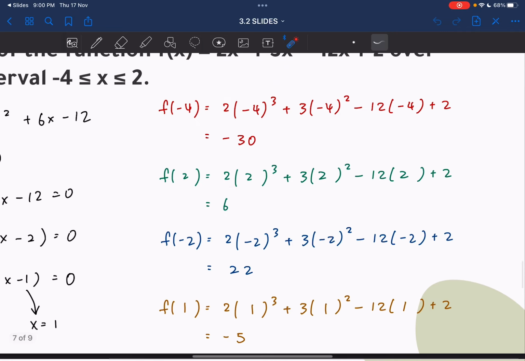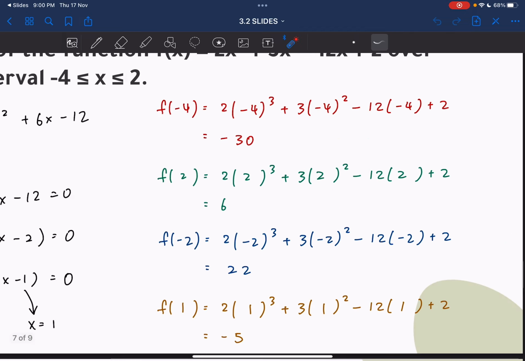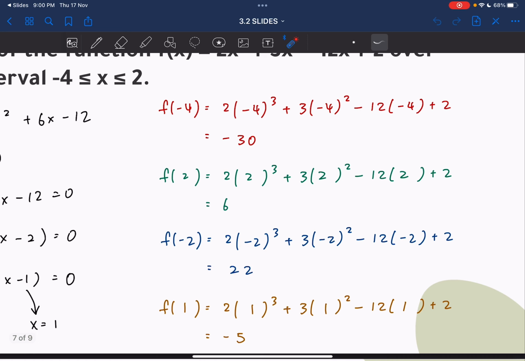Then when you evaluate x = −2, which is the value you found here, you get y = 22. And when you evaluate x = 1, your final y value will be −5. When you compare all these four y values, you realize that when x = −4 and y = −30, that is your absolute minimum. And when x = −2 and y = 22, that is your maximum.